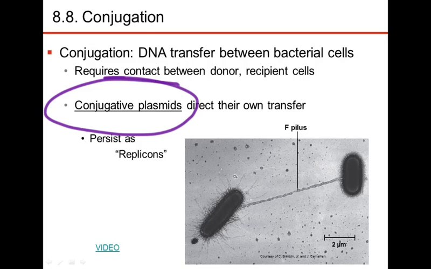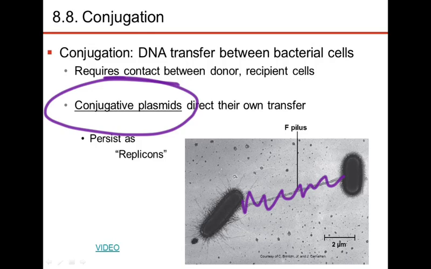In fact, most of the time that we see this conjugation happen, there's a plasmid that codes for the proteins that make up this sex pilus. So if the cell doesn't have that plasmid, it doesn't have the genes to make the sex pilus. Okay? The F plasmid, we call it.